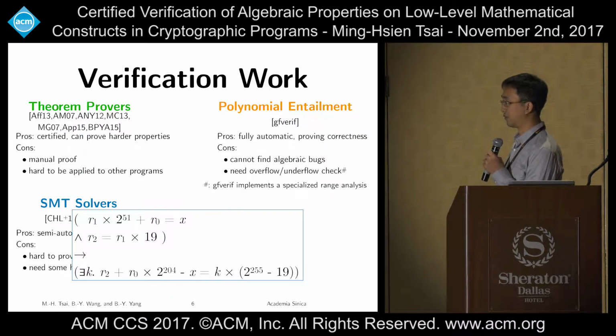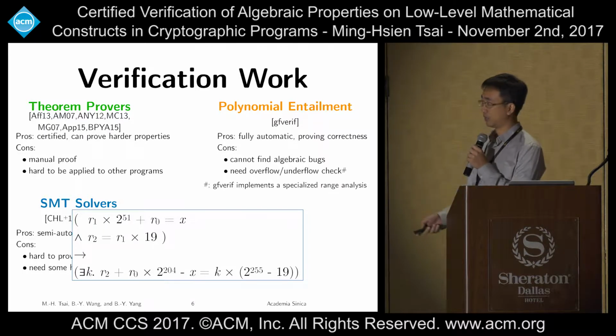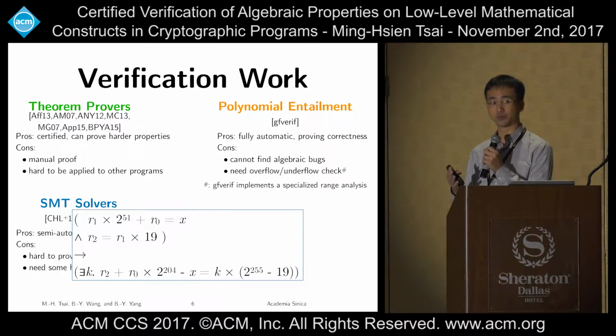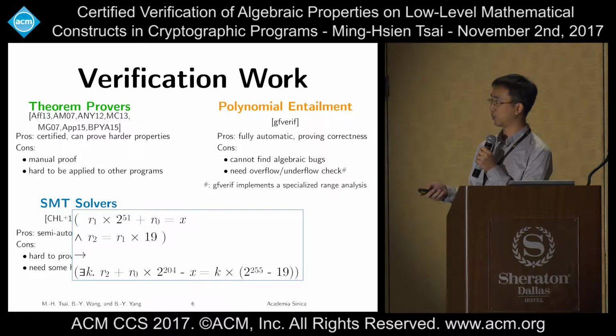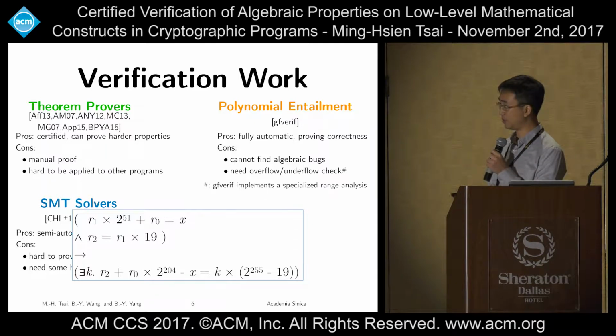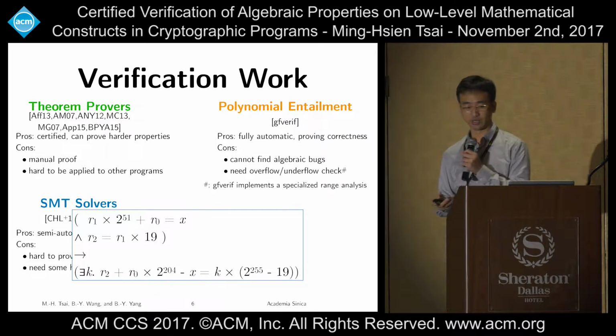The third approach verifies implementations via translation to polynomial entailments. So GFVerif can verify some C implementations of Curve25519 via translation to polynomial entailment. This approach is fully automatic and it can prove correctness of algebraic properties, but it cannot find bugs. And also it still needs some overflow check to see if the program overflows or not. In GFVerif, it implements a specialized range analysis to do it.